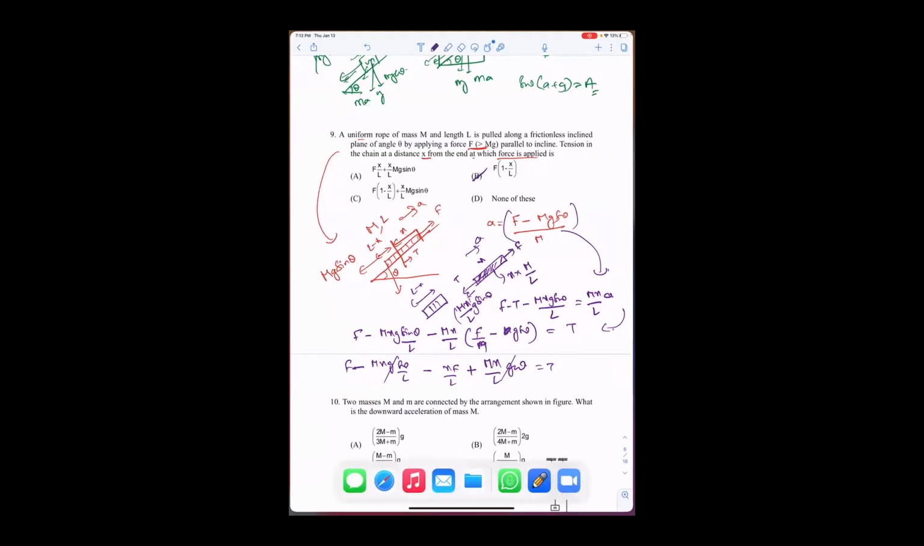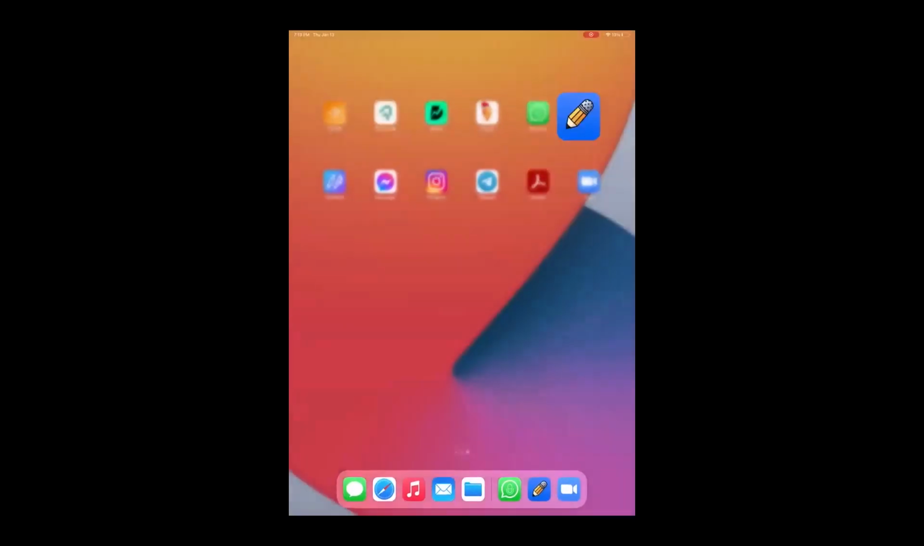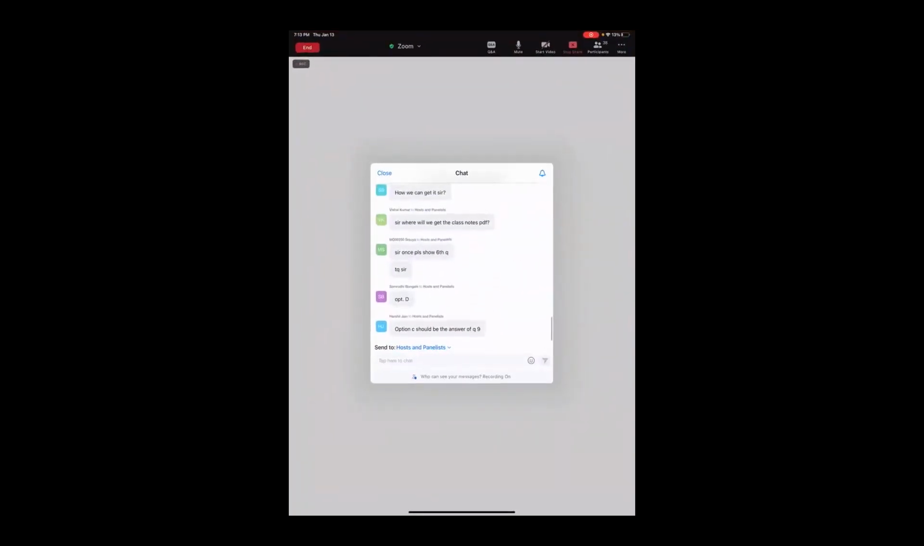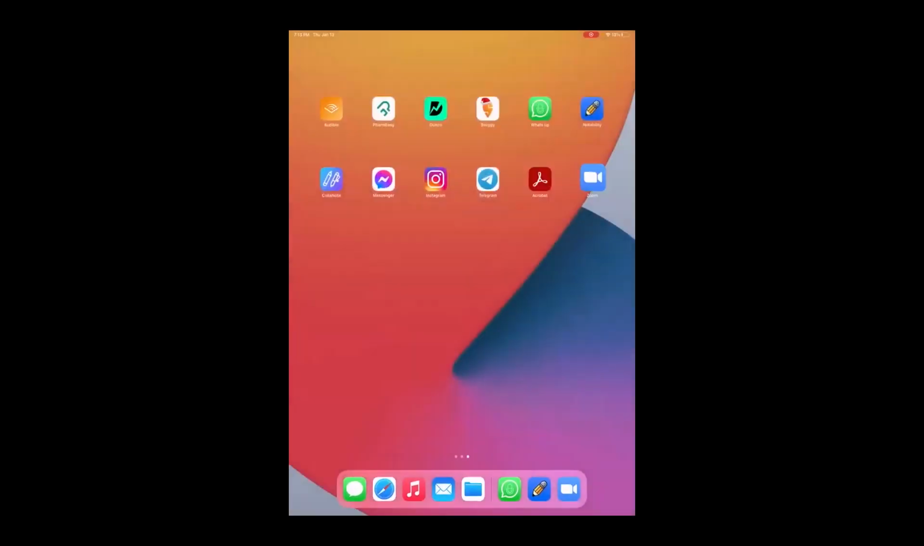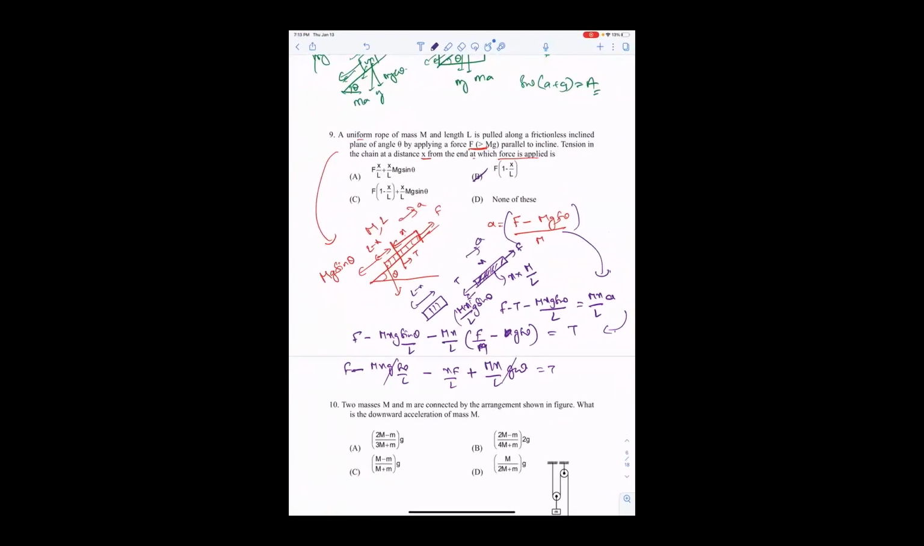Let me see, has anyone solved it? Has anyone sent the answer? Question number 9, option C. This is question number 9. You're getting option C.